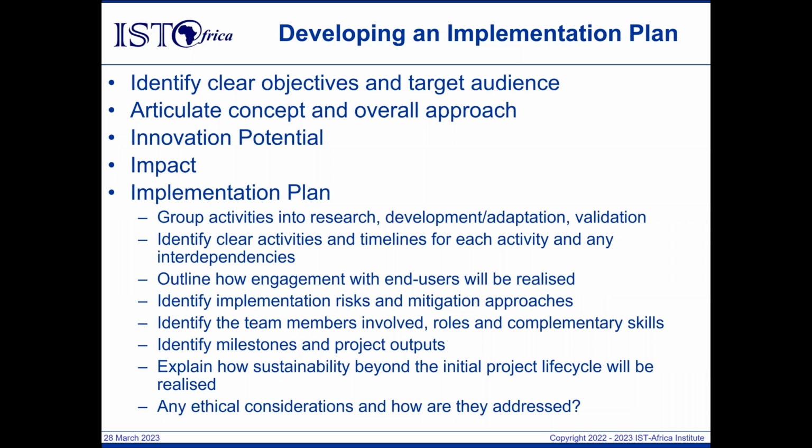So key aspects that you could consider is looking at grouping the different activities involved in the project into what is research, what elements are development and adaptation, and how are we going to validate applicability and validate results. Identify clear activities and timelines for each activity and any interdependencies. Outline how engagement with end users has been realized in the preparation of the proposal and will be realized during the running of the project.